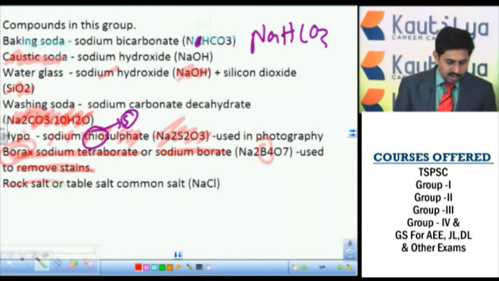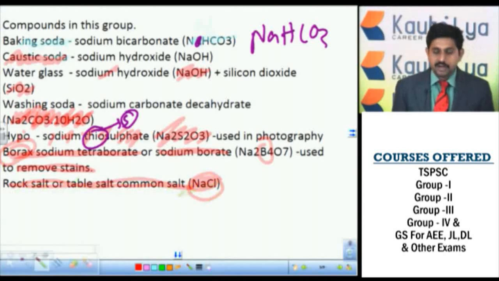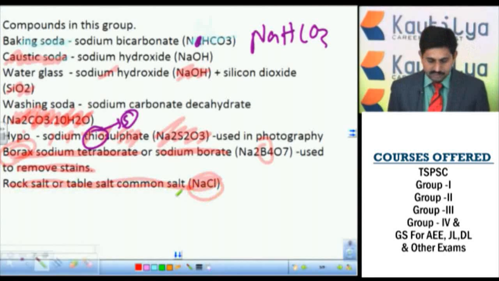Then rock salt or common salt or table salt is NaCl. Common salt, what we are using in our daily life, is NaCl. It is also a salt among the compounds under group 1.